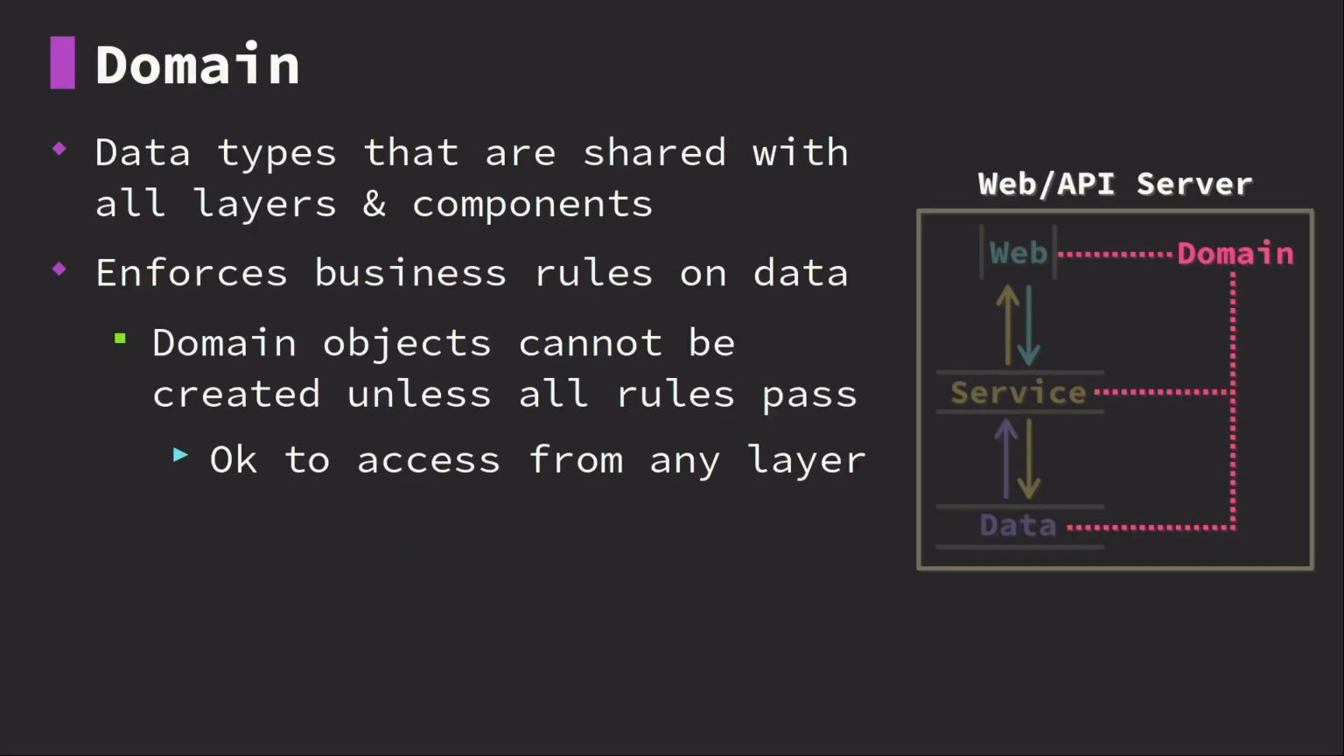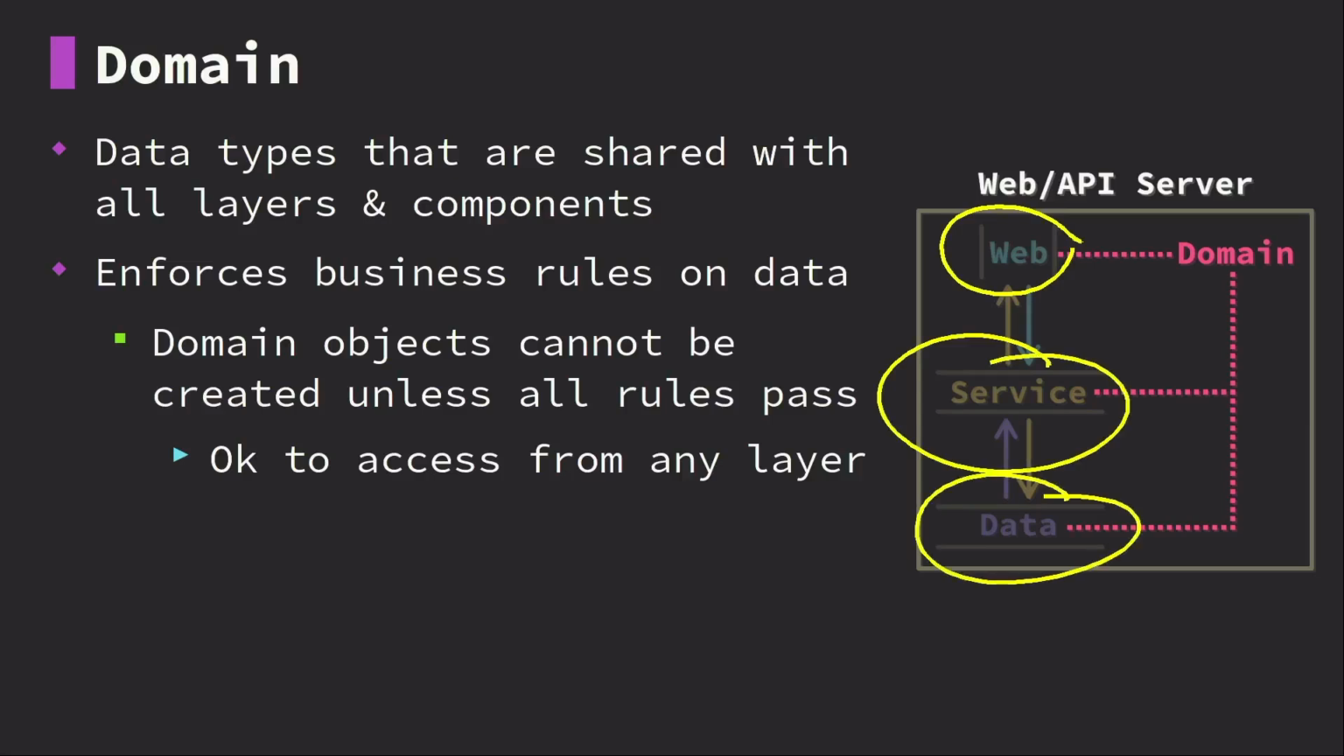The last thing we have is the domain. So the domain is simply data types that are shared with all layers and components. The domain portion of the project is what enforces business rules on data. We'll actually be utilizing Rust language features to force the compiler to ensure that all of our business rules pass. Since Rust will be enforcing the business rules on these domain objects, it's safe to access them from the web server, the service layer, and from the data layer.